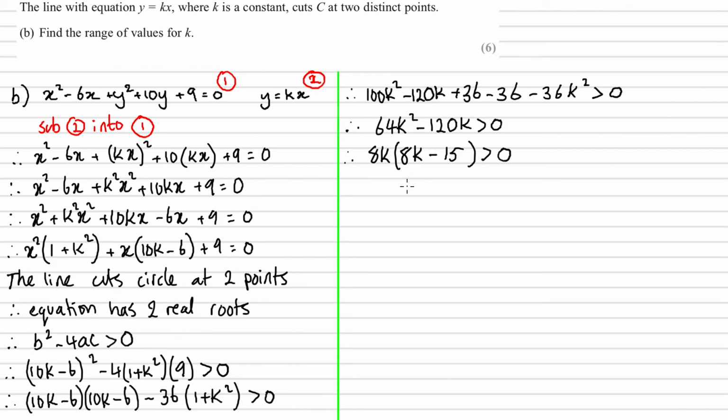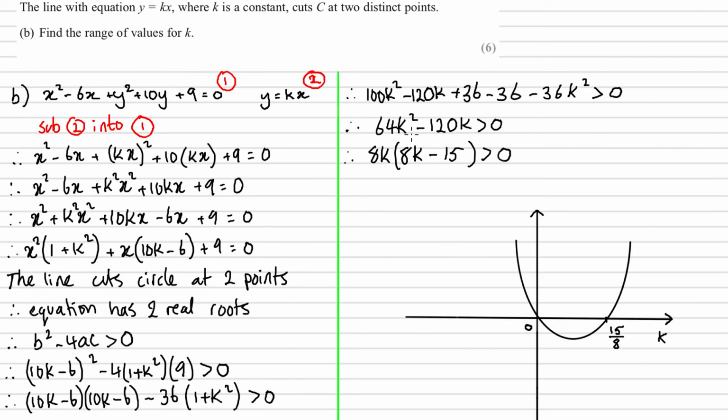Now we have a quadratic inequality. We want to see where this is greater than 0. Do not just say 8k is greater than 0 and then 8k minus 15 is greater than 0, like the first time I did it. Even the pros make mistakes. This is a quadratic inequality. We can sketch this actually, and I can show you here. 64k squared minus 120k looks like this. We have a root at 0 and a root at 15 over 8, and we want to see where this is greater than 0.